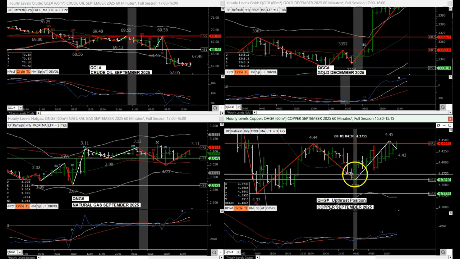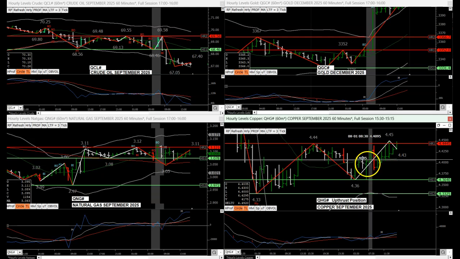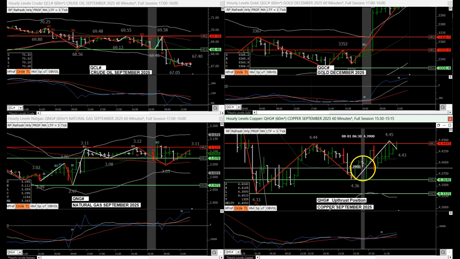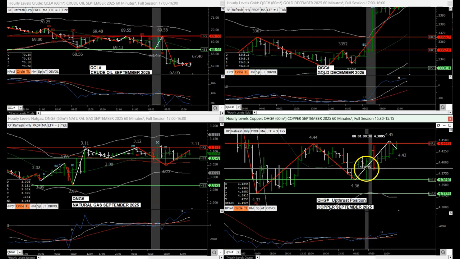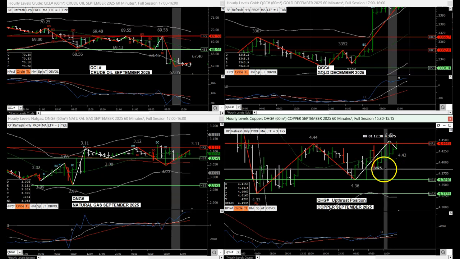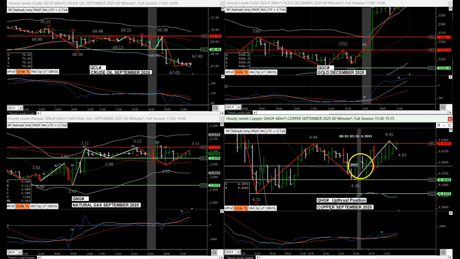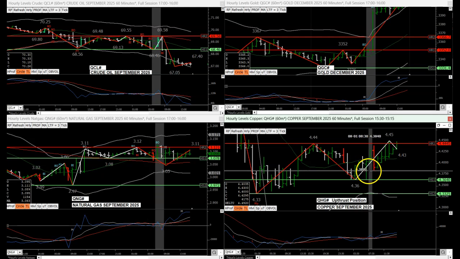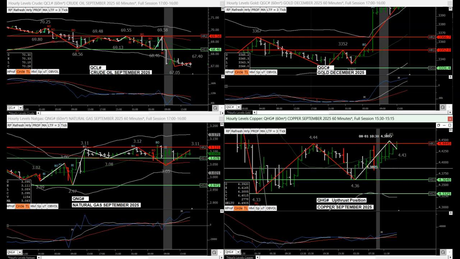And again, you use the green to red ratio. So going from the low, 1, 2, 3, 4, 5, 6, 7, 8, 9, 10 green bars. What's the down bar ratio? It's 1, 2. From the pivot low, you have a 10 to 2 ratio. But at this point, it was 6 green up bars to 2 down red bars. So 6 to 2, that's a 3 to 1 ratio.